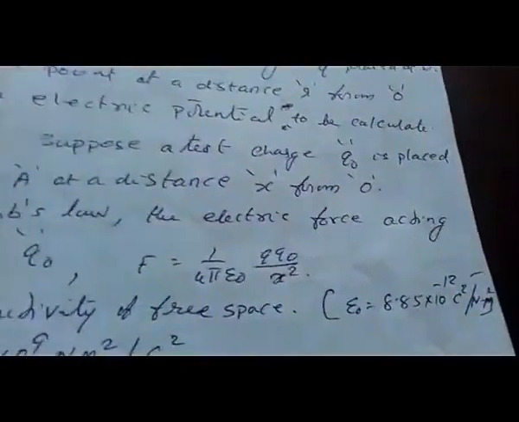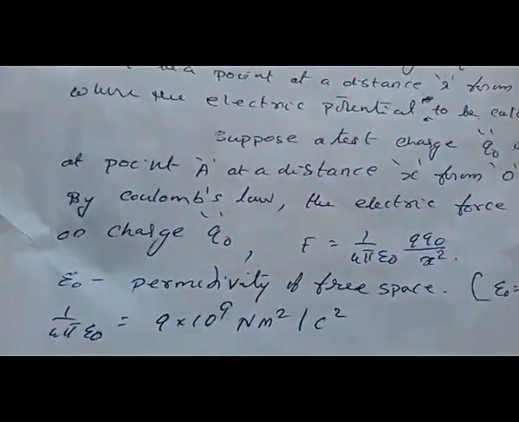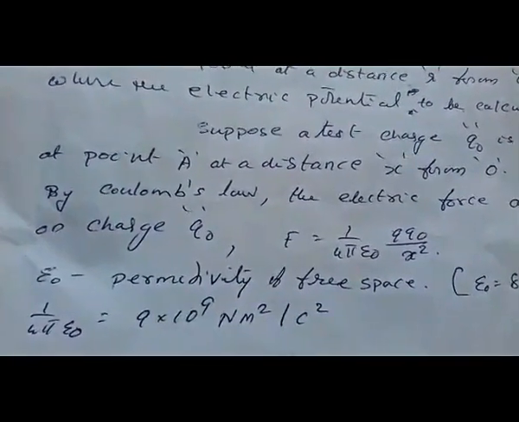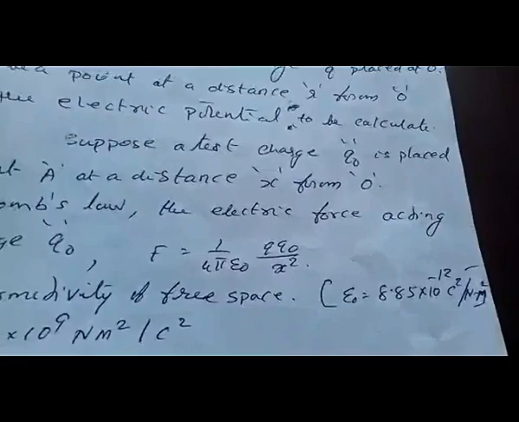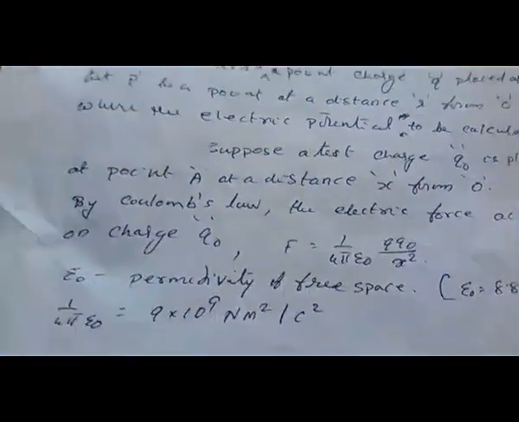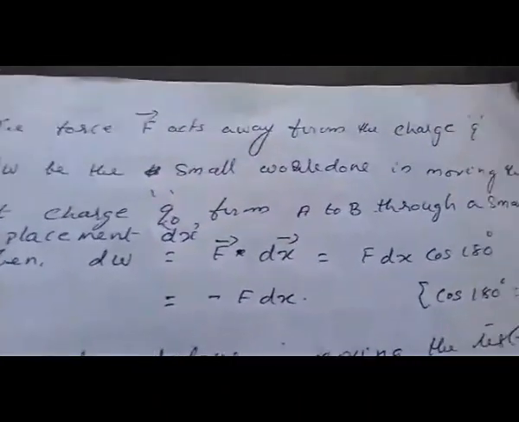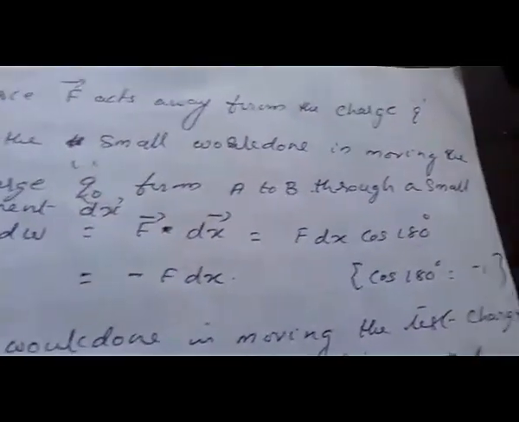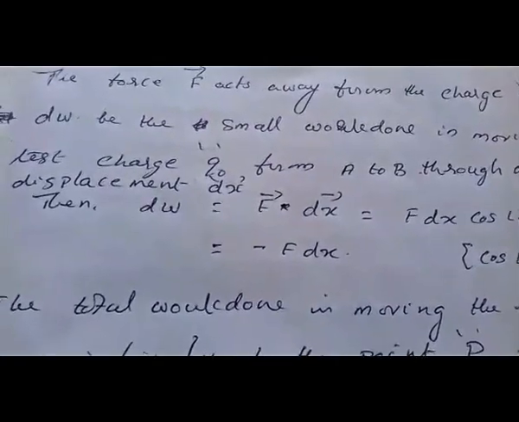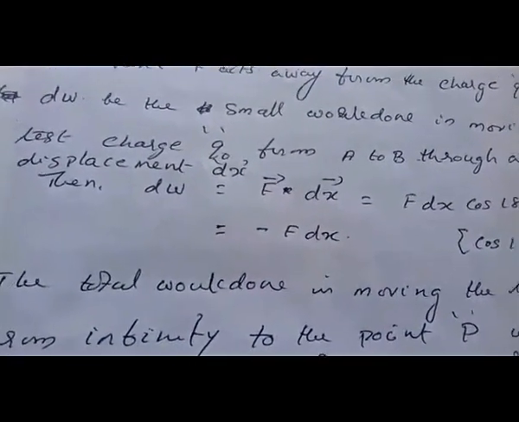By Coulomb's law, the electric force acting on the charge Q0 is F = 1/(4 pi epsilon 0) into QQ0 by x squared, where epsilon 0 is called the permittivity of free space. Its value is equal to 8.85 into 10 raised to minus 12 coulomb squared per Newton meter squared. Therefore, the value of 1/(4 pi epsilon 0) is equal to 9 into 10 raised to 9 Newton meter squared per coulomb squared. The force F acts away from the charge Q. Let dW be the small work done in moving the test charge Q0 from A to B through a small displacement dx against the electrostatic force.